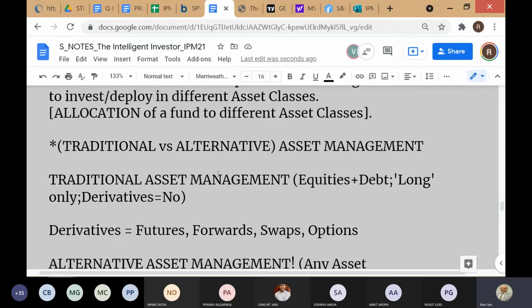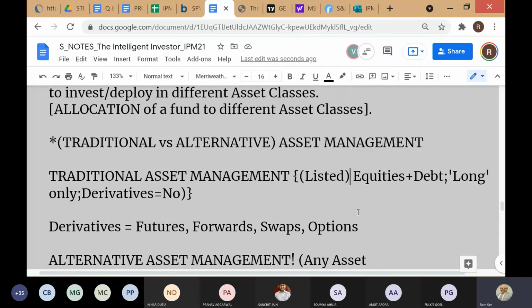So all your private equity type of investments are considered to be part of AM. Traditionally, it's not really discussed, so let's call it listed equities. So when we say equities and debt, it's actually listed equities and debt. Let me use a different kind of bracketing convention. So what we want to have is this: listed equities and debt. That's why private equity is considered part of AM.